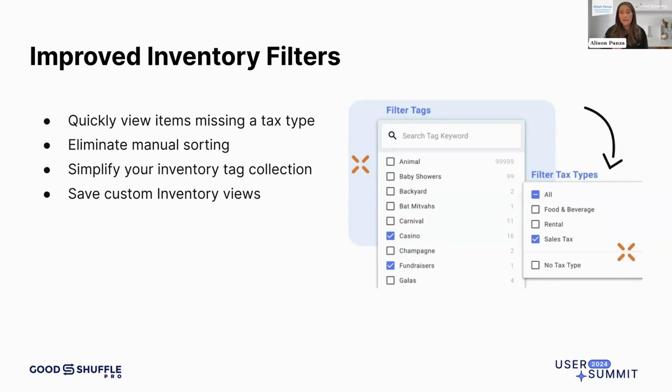You are also eliminating manual sorting here by quickly locating and categorizing inventory items by tags. So you're going to see a full list of all of the tags that you have in the system. You can simplify that by clearing or resetting older tags that are no longer necessary. And again, you can filter quickly by items that are associated with each of those tags. Pull up that full list of inventory items here. You'll also have the option to save your custom inventory views.